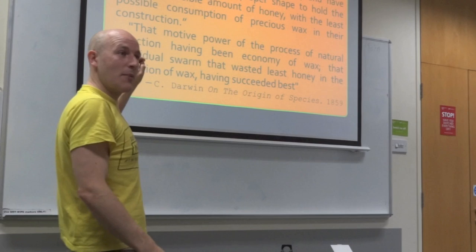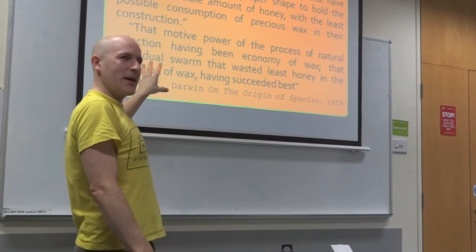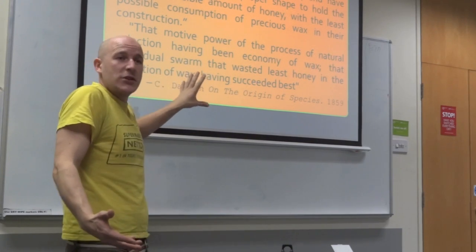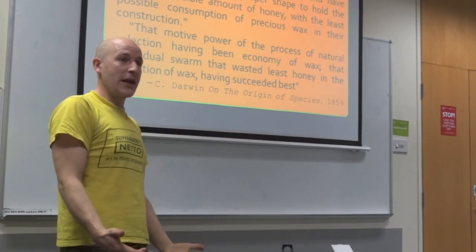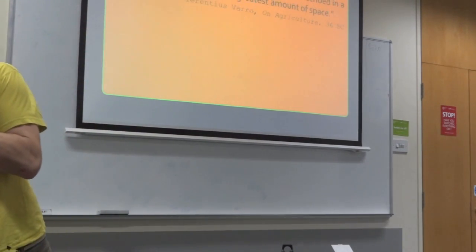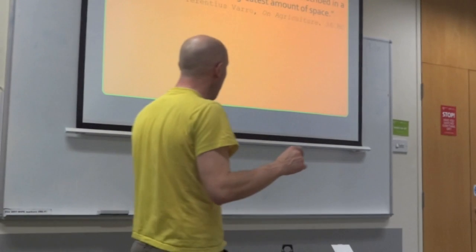So he's given a biological explanation of why bees make hexagons. It's the most efficient shape, and efficiency is a really key consideration. Optimality is a key consideration in biology. Right. Actually, this view goes back a lot further.